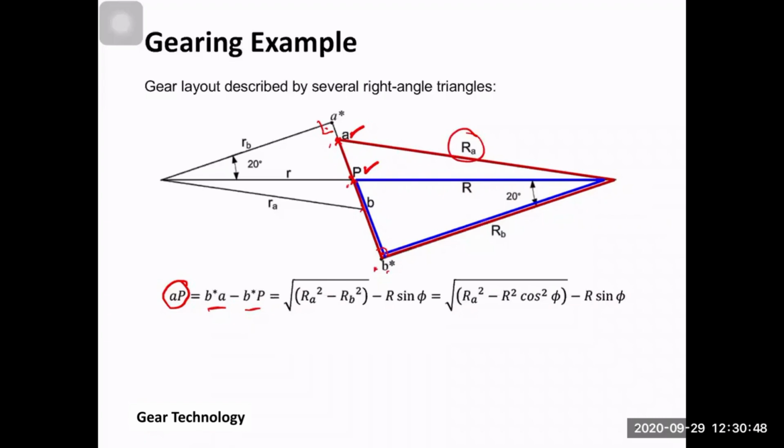Then minus the distance between P star to P. So if you consider the blue triangle, you will find that the distance between P star to P is nothing but R sine phi. If you consider this angle as phi, so it is R sine phi. Then from the same blue triangle, you can find the relation between R_B and R. So from the same blue triangle, you find that R_B is actually equal to R cosine phi. Okay, then you substitute these values here, and then you have an equation for the distance between A to P.